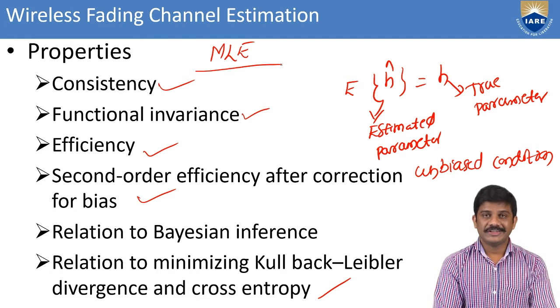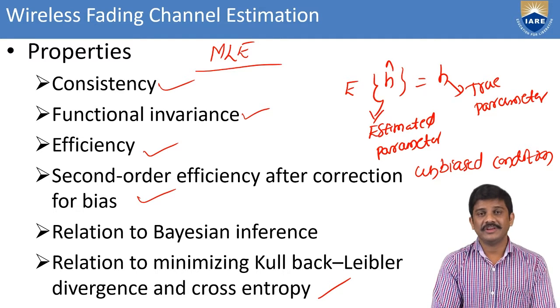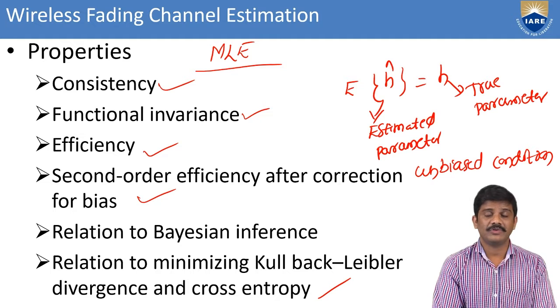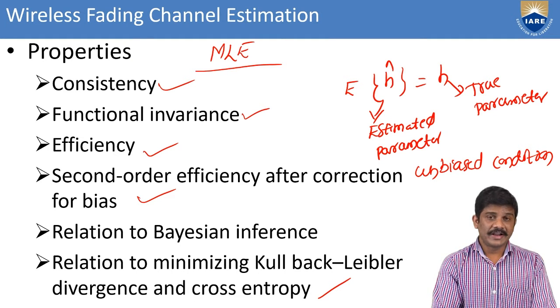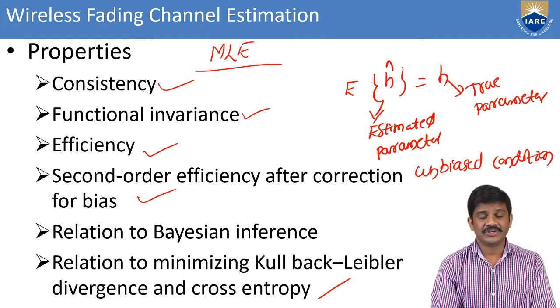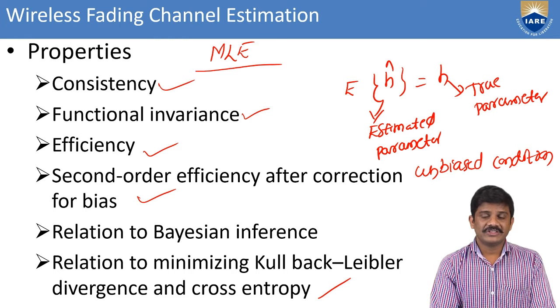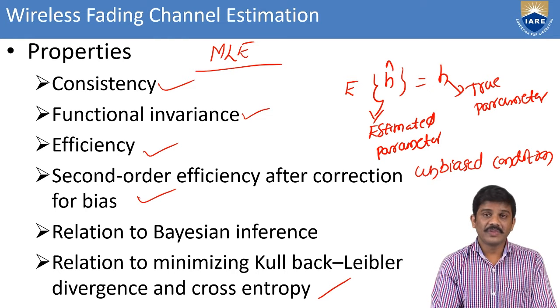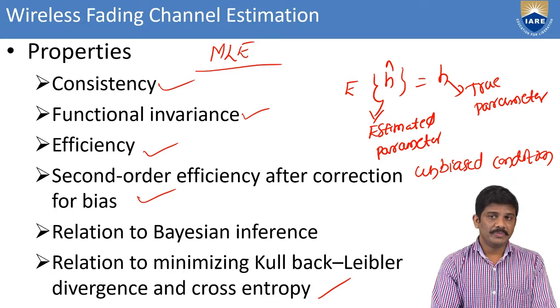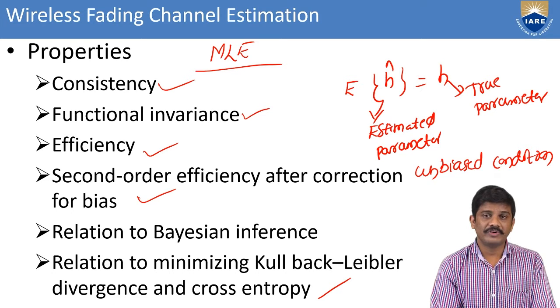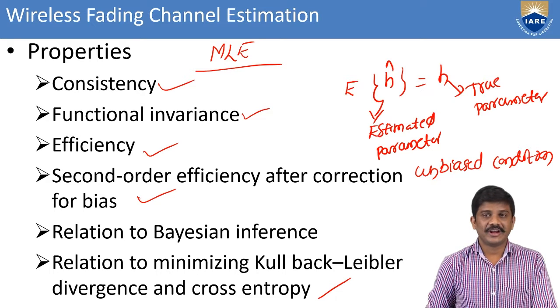What are those? Consistency, we need some consistency over the signals, and also functional invariance will be there, and also we can find out the asymptotic efficiency and the second order efficiency after correction for bias, and relation to Bayesian inference, and also the relation to minimizing the Kullback-Leibler divergence and cross entropy.